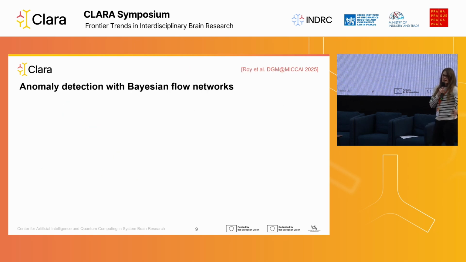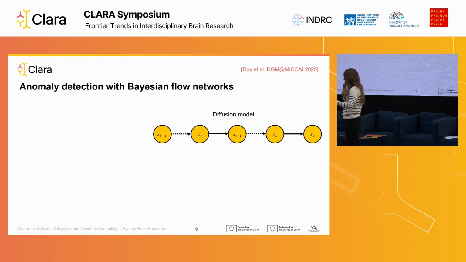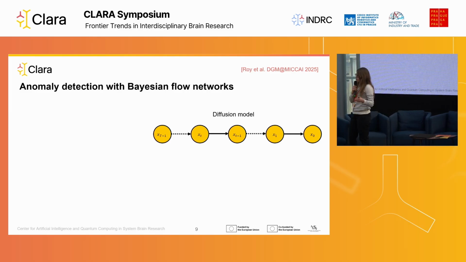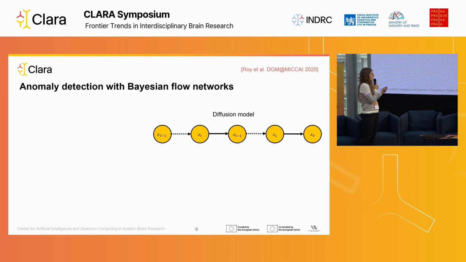So until then, I showed you work with quite standard generative models. But we also in the team propose new, more advanced generative models. This is the case with Bayesian flow networks. So you may be more familiar with diffusion models, whose principle is to progressively denoise an image.